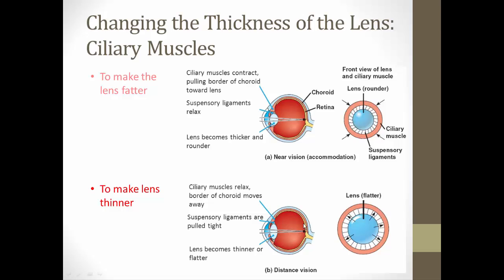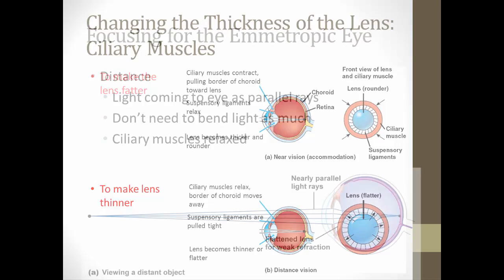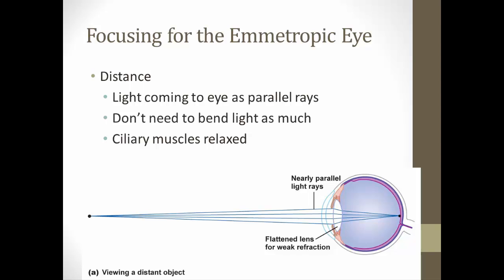By relaxing the ciliary muscles, the diameter making up the ciliary muscles becomes larger. That puts tension on those suspensory ligaments, pulling on the lens and making the lens thinner. So again, contracting ciliary muscles means the lens gets fatter. Relaxing the ciliary muscles makes the lens thinner. This is going to be an important point for later on to learn how to adjust the lens diameter to focus light. So that's actually where we're going to turn to now.